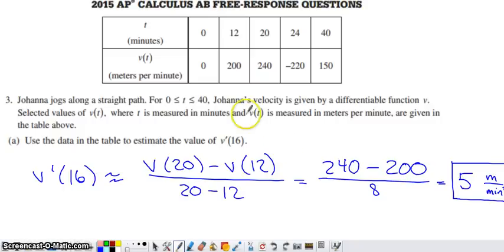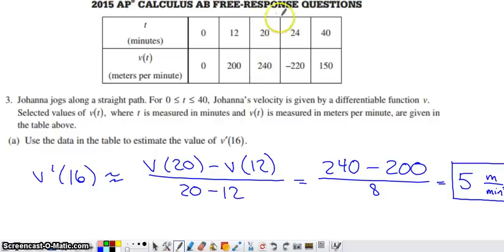And what they say we have going on here is there's a girl jogging in a straight path from 0 to 40. The velocity that this girl had is given by a differentiable function v. We have values of v and the corresponding values of t measured in minutes indicated in the table up here, and velocity is being measured in meters per minute. Part A says use the data in the table to estimate the value of v prime of 16, which would also be the approximation for her acceleration at 16.